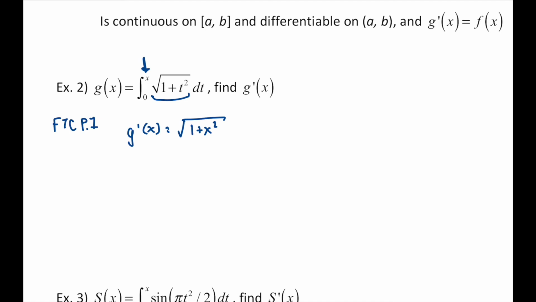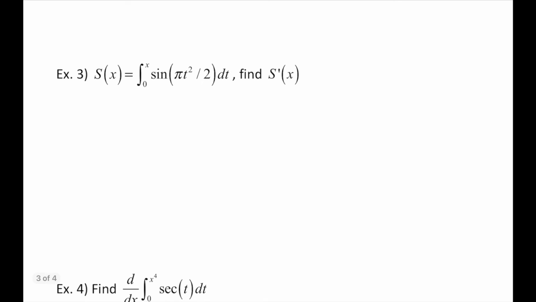That's all. Next up, a different function, s of x, is defined as this integral from 0 to x of sine of pi t squared over 2. The derivative. Oh no, look, that's crazy. Nope. The derivative of the integral is the integrand evaluated at that upper variable. So s prime of x is going to be equal to sine of pi x squared over 2. Done. That's it. The derivative of the integral is the integrand evaluated at that upper limit.